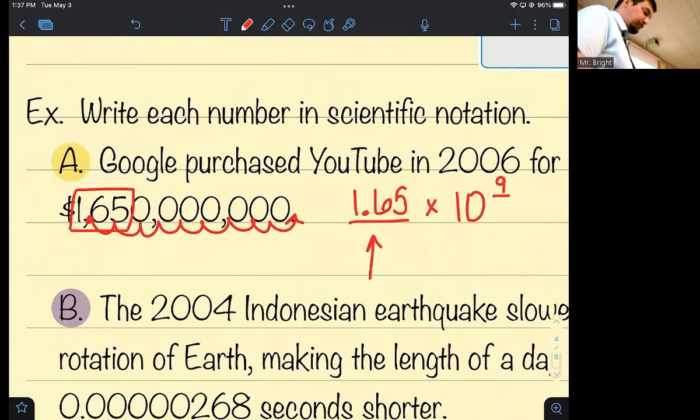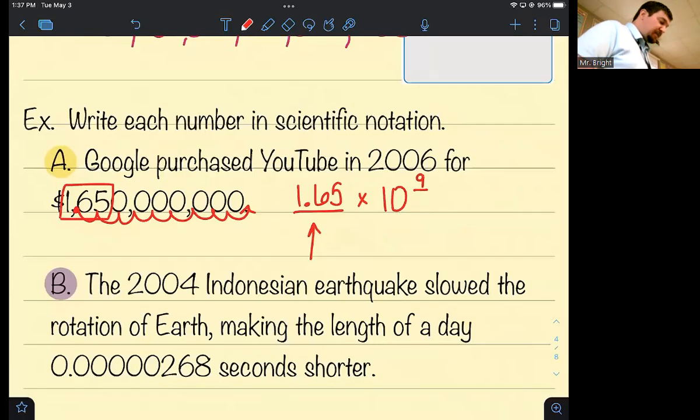On any quiz or test, would it be acceptable to put 1.65 E9? Yeah, don't write it in calculator form. Write it in scientific notation, which includes the 10. That's a good question, but don't put E9. That's just what your graphing calculator would say. Not even your scientific calculator does that. It actually does put the times 10. Most of them do.